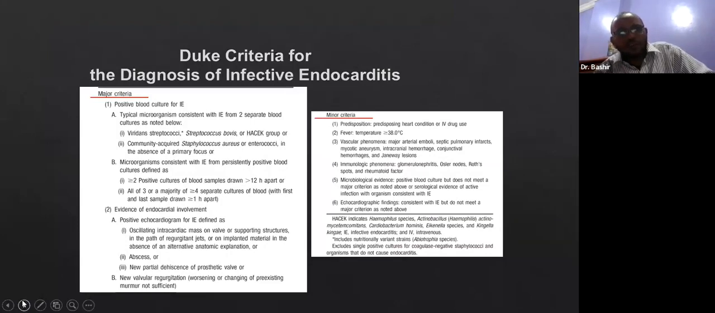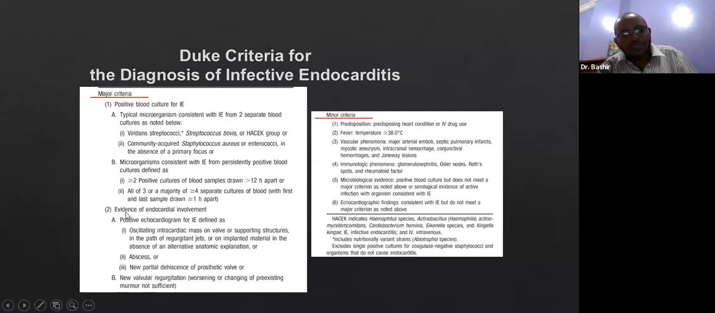For diagnosing infective endocarditis, we have the Duke criteria, which has major and minor criteria. The major criteria, first: positive serial blood cultures for infective endocarditis, with a typical organism like Strep viridans or Staph, or a microorganism consistent with infective endocarditis. You will have two or more positive cultures of blood samples drawn more than 12 hours apart, or three separate cultures.